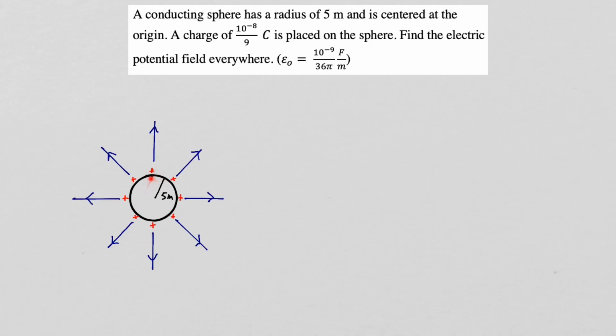Here is our 5-meter radius sphere with charge on it and the corresponding electric field intensity. We need to find the electric field intensity in order to find the potential field. The charges all repel and go to the surface of the sphere, and there's no charges inside, and there can be no electric field inside, otherwise you'd have current flow. So the electric field is 0 for r less than 5 meters.